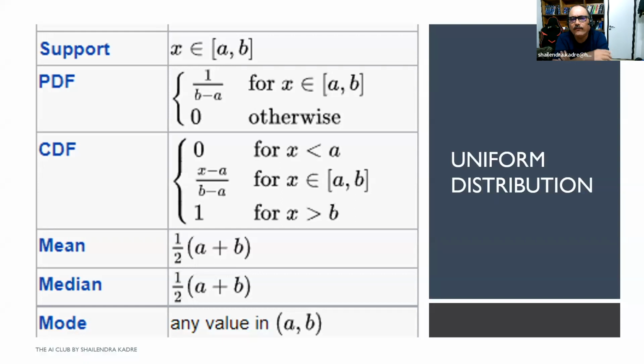What is my lowest value of X? 1, right? And what is my highest value? What is my highest value of X? 50. 50, right? So you understood that.